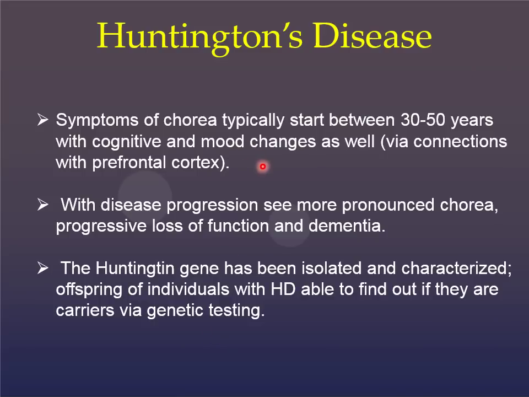In Huntington's disease, the symptoms of chorea often start late in life, between 30 and 50 years of age, with very striking movement disorders, but also cognitive disorders and mood changes because of the strong interconnection of the caudate nucleus with the prefrontal cortex. The disease progression is more pronounced, and you see progressive loss of function and dementia. It commonly will result in severe dementia and mood disorders as well. The Huntington gene has been isolated, and it's a very strongly dominant gene.